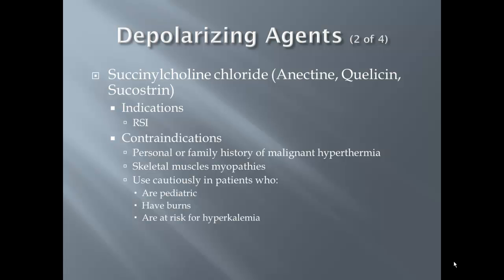Indications for this drug is going to be rapid sequence intubation. Contraindications: person or family history of malignant hyperthermia, skeletal muscle myopathies. Use cautiously in patients. In pediatrics, it takes a little bit more than it would in an adult. If they have burns, there can be complications, or if they're at any risk for hyperkalemia, because you're going to make them a little hyperkalemic.